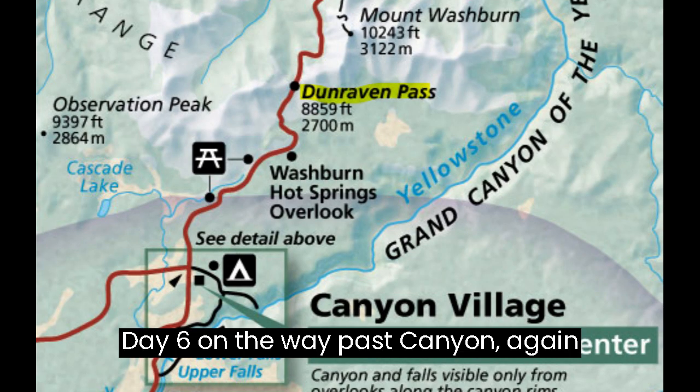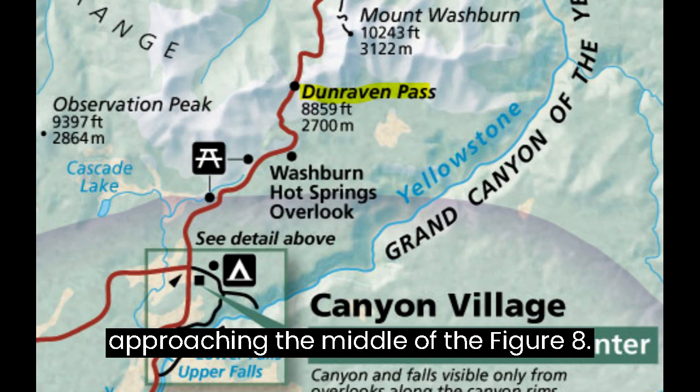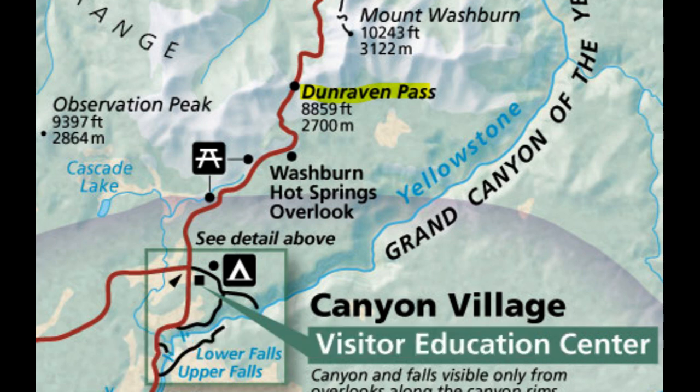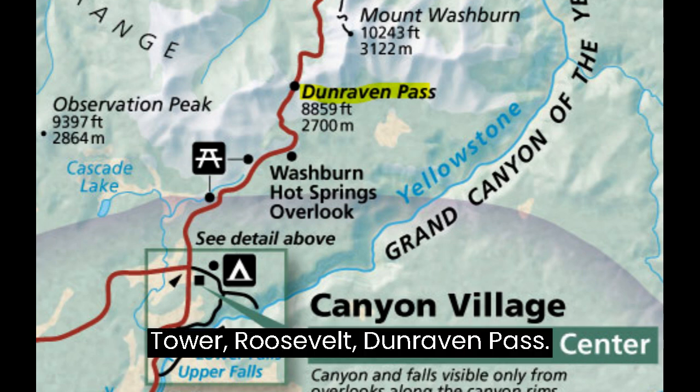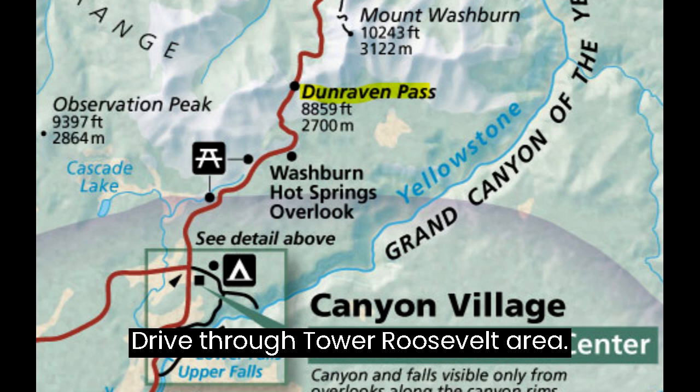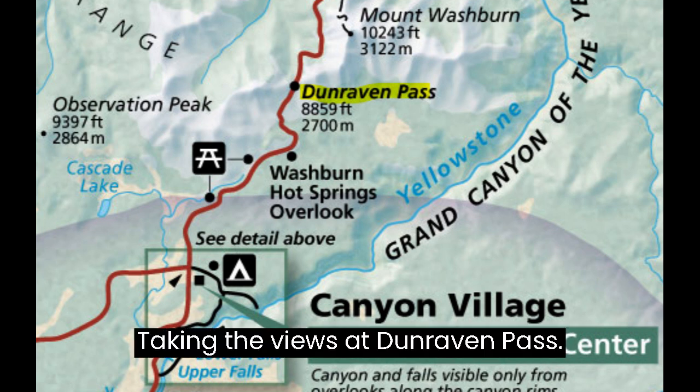Day 6, on the way past Canyon again, approaching the middle of the figure 8. Tower Roosevelt, Dunraven Pass. Drive through Tower Roosevelt area. Take in the views at Dunraven Pass.